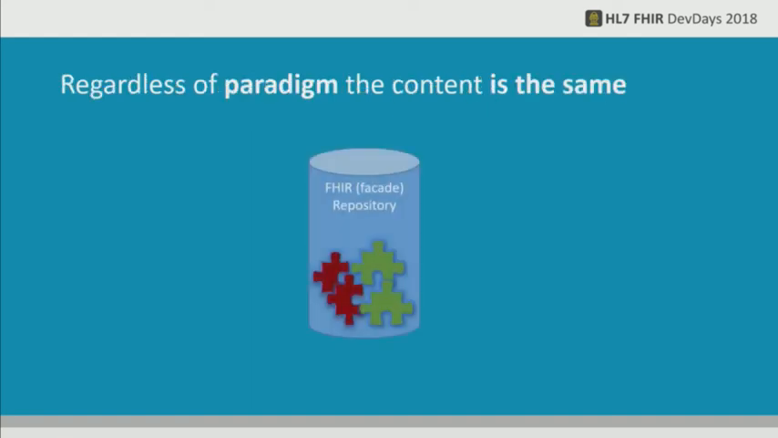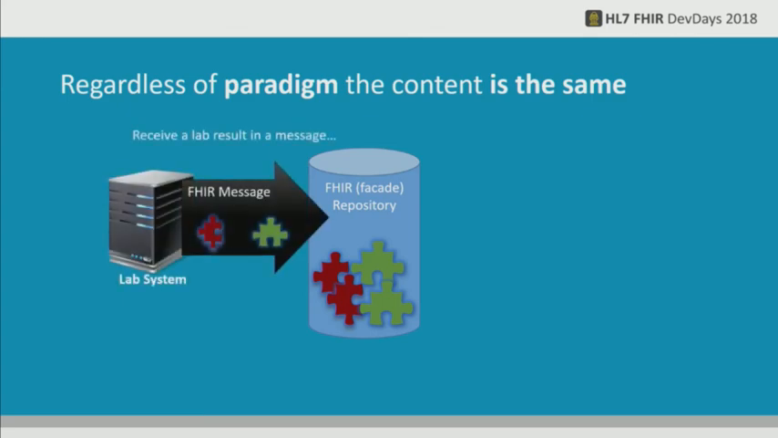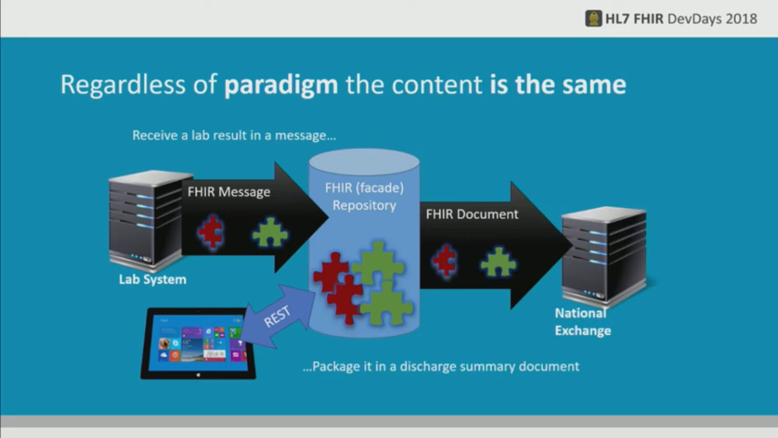So regardless of the paradigm, the content will be the same. So you could have a repository, whether it's natively FHIR or there's a FHIR facade based on an existing data repository. We could receive a lab result through a FHIR message. Those resource types could be disseminated into their individual resource instances within the repository, making them available through RESTful calls to perhaps a device that a physician is carrying on the floor. And we could also do things like collect them back into a document that could be sent off to a national exchange.